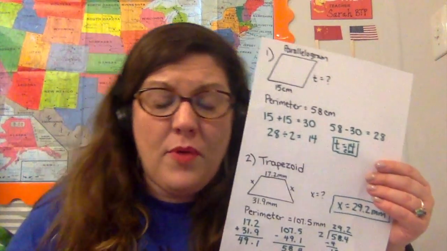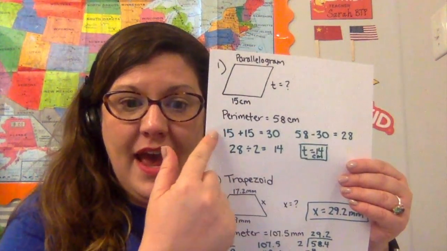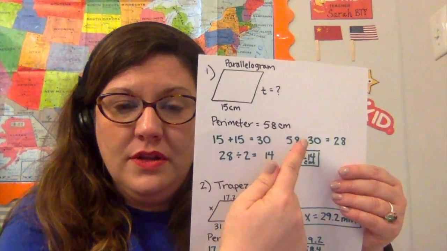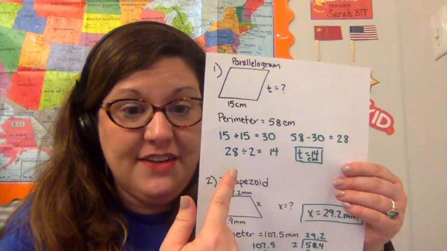Okay, so it took 3 operations to get the answer here. Add the 2, subtract from the total, and divide that difference by 2.